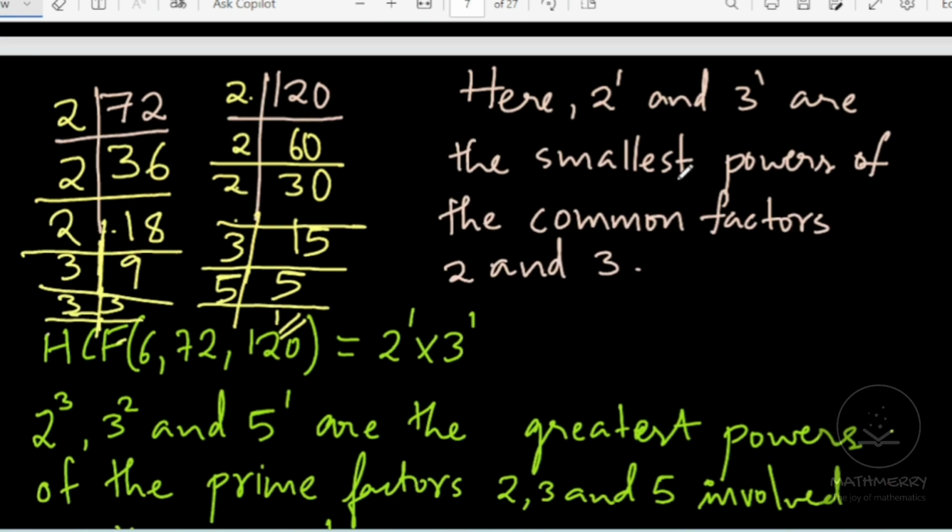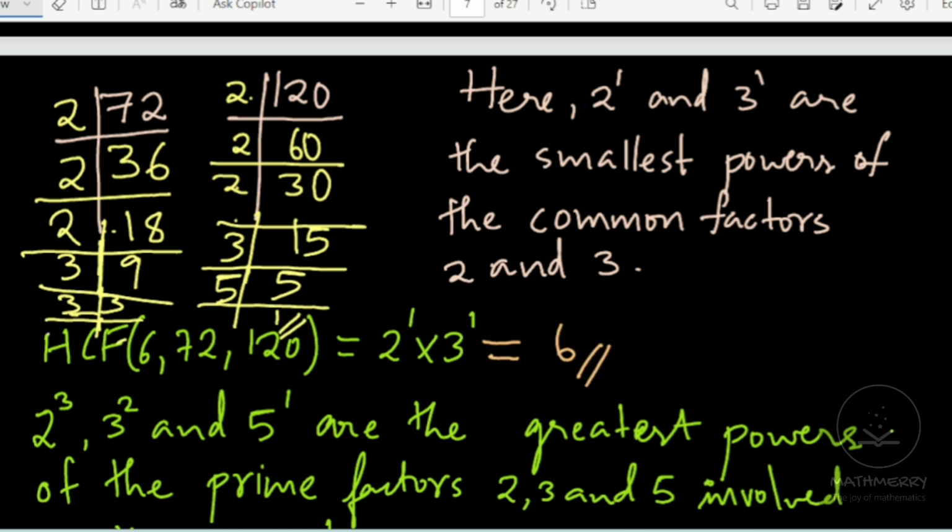So here 2 raised to 1 and 3 raised to 1 are the smallest powers of the common factors, the factors of 2 and 3. So here the HCF of 6, 72 and 120 will be equal to 2 into 3, which is 6. So 6 will be our answer.